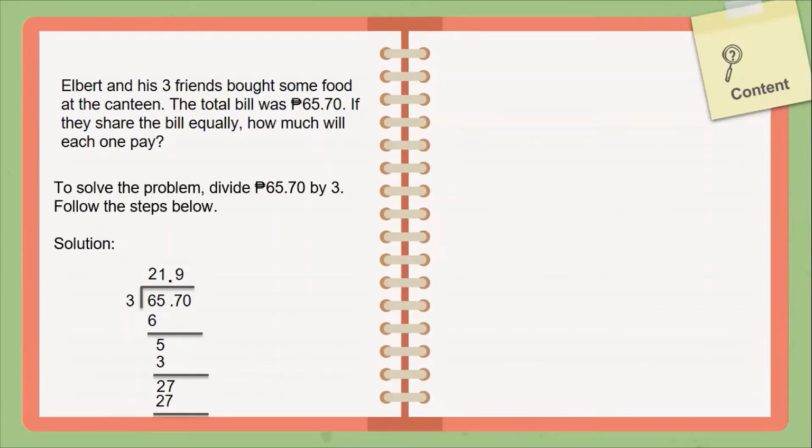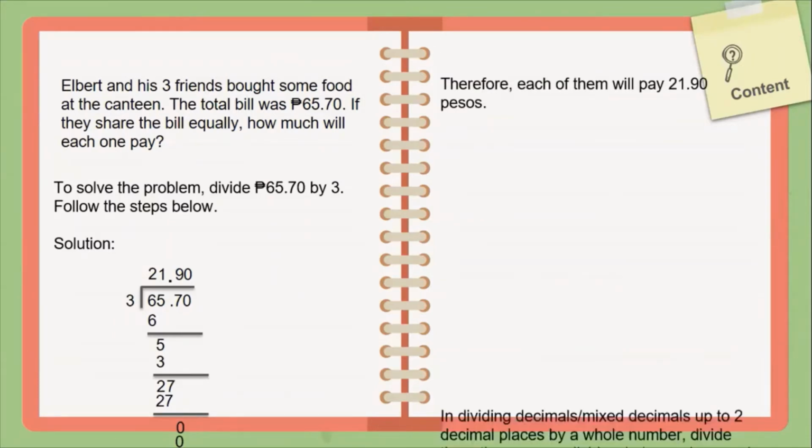So we still have 0 to bring down, so bring down 0. 0 divided by 3 is 0. 0 times 3 is 0, and 0 minus 0 is 0. So for our final answer, therefore, each of them will pay 21 pesos and 90 centavos.